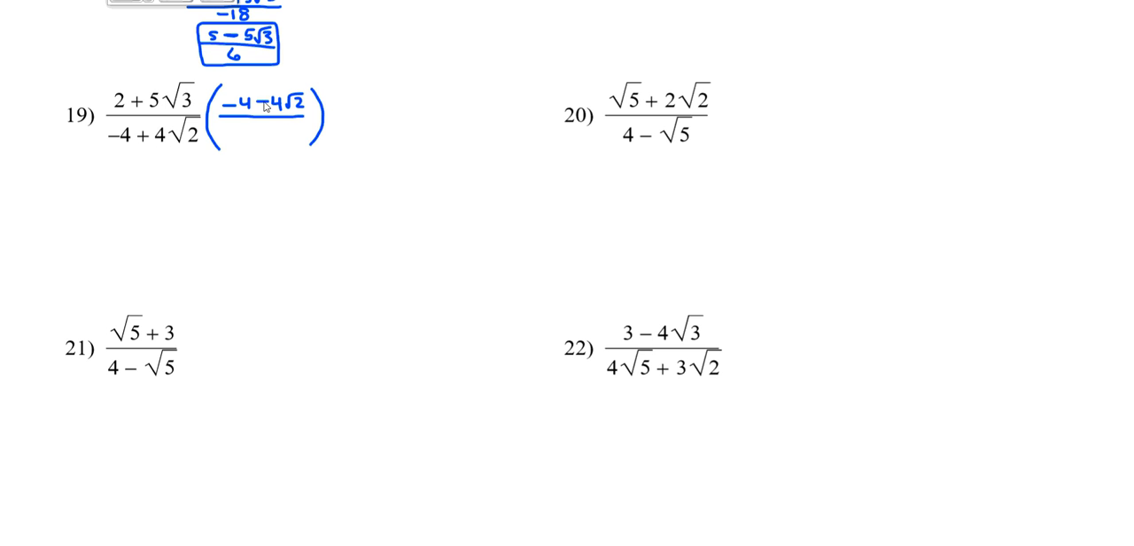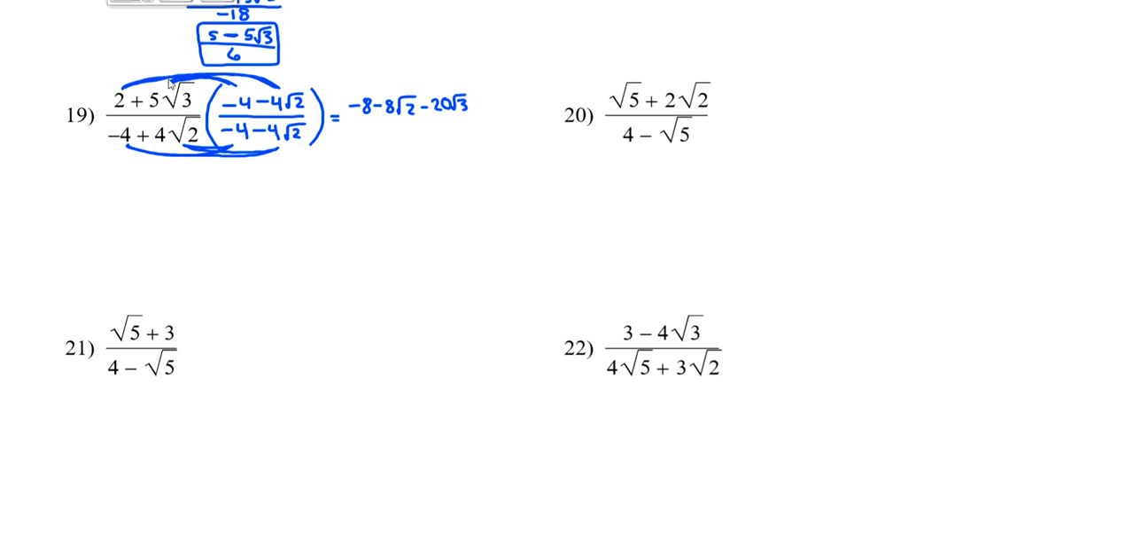All right, so we are going to have to FOIL in the numerator and the denominator on this one because we have a binomial in the numerator as well. So we have first, outside, inside, last. And again, first, outside, inside, and last. So when we multiply the numerators together, we get 2 times negative 4 is negative 8. The outside 2, negative 4 root 2 times 2 is negative 8 root 2. The inside is positive 5 root 3 times negative 4, or negative 20 root 3. And the last 2 is a negative times a positive, so a negative 20 root 6.